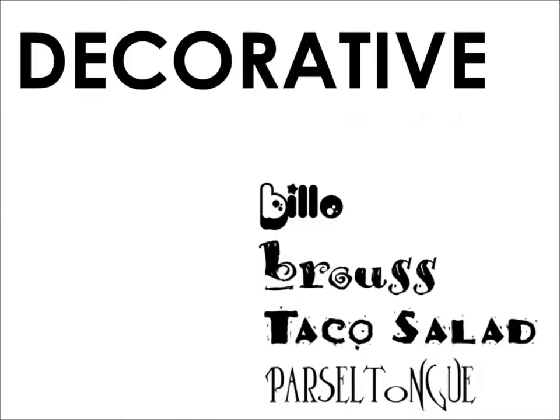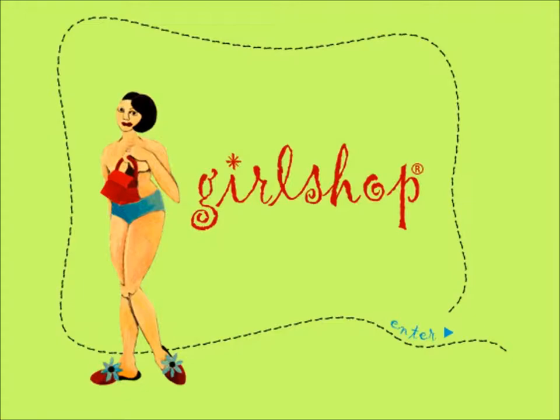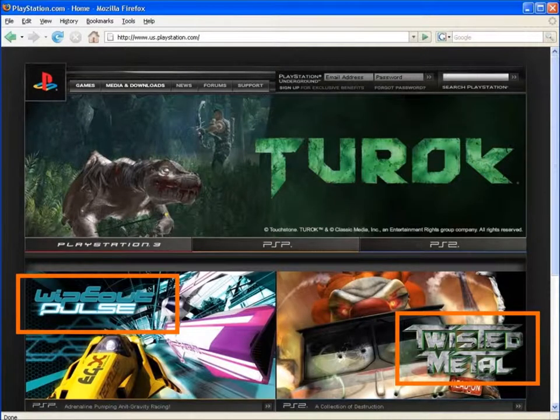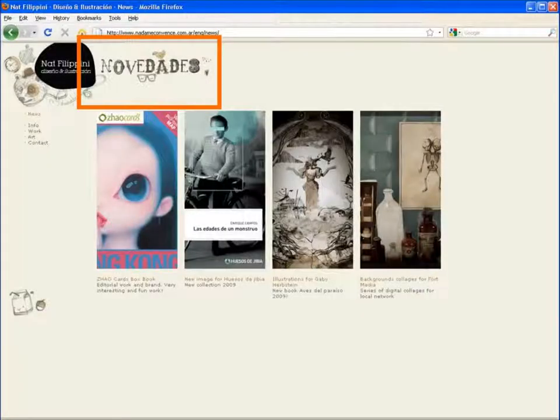Another category of fonts are decorative, which, as their category name suggests, are primarily used for decoration. They're not particularly readable. Girl Shop uses a decorative font for its type treatment. A lot of video games use decorative fonts to establish a look and feel for different games. Novedades uses a decorative font.